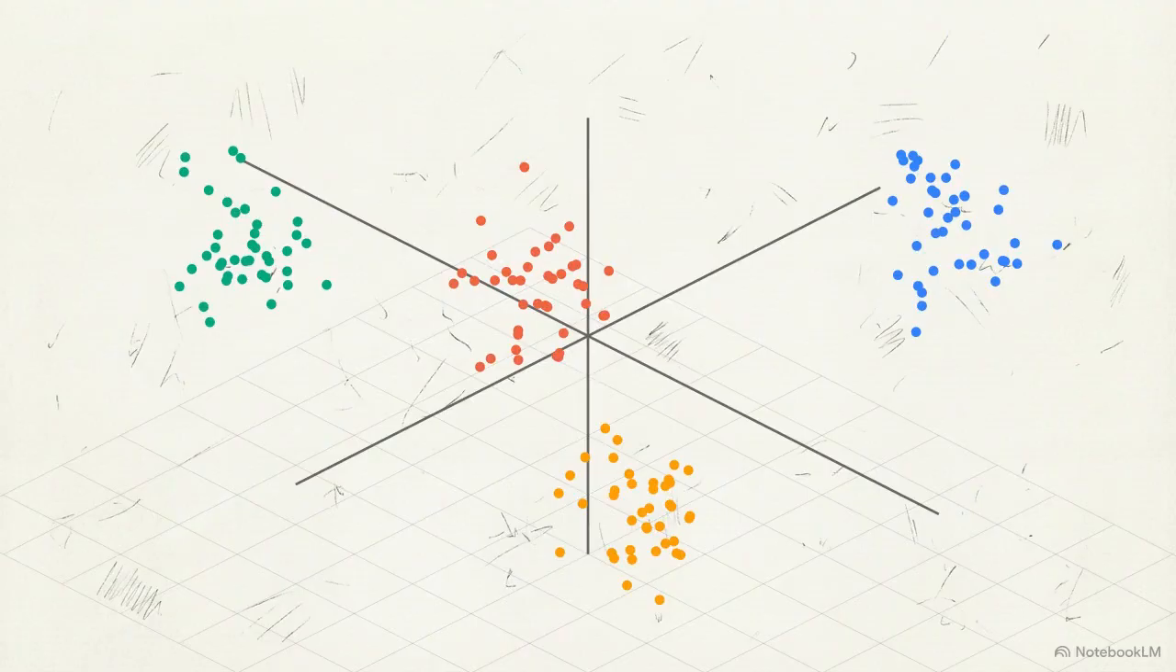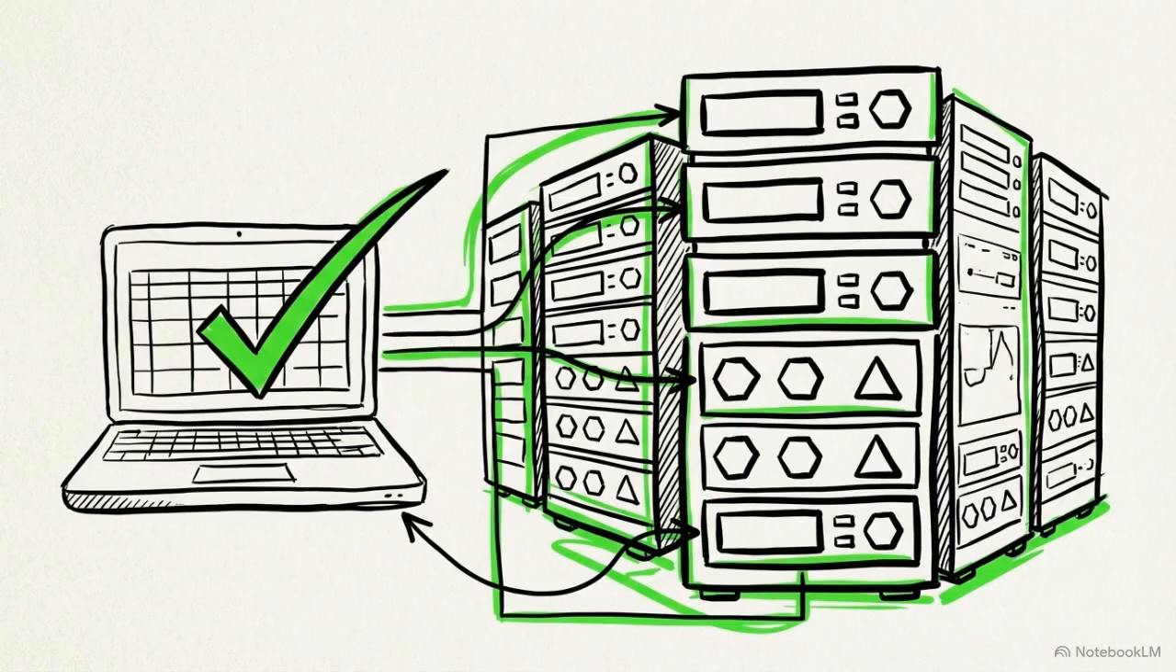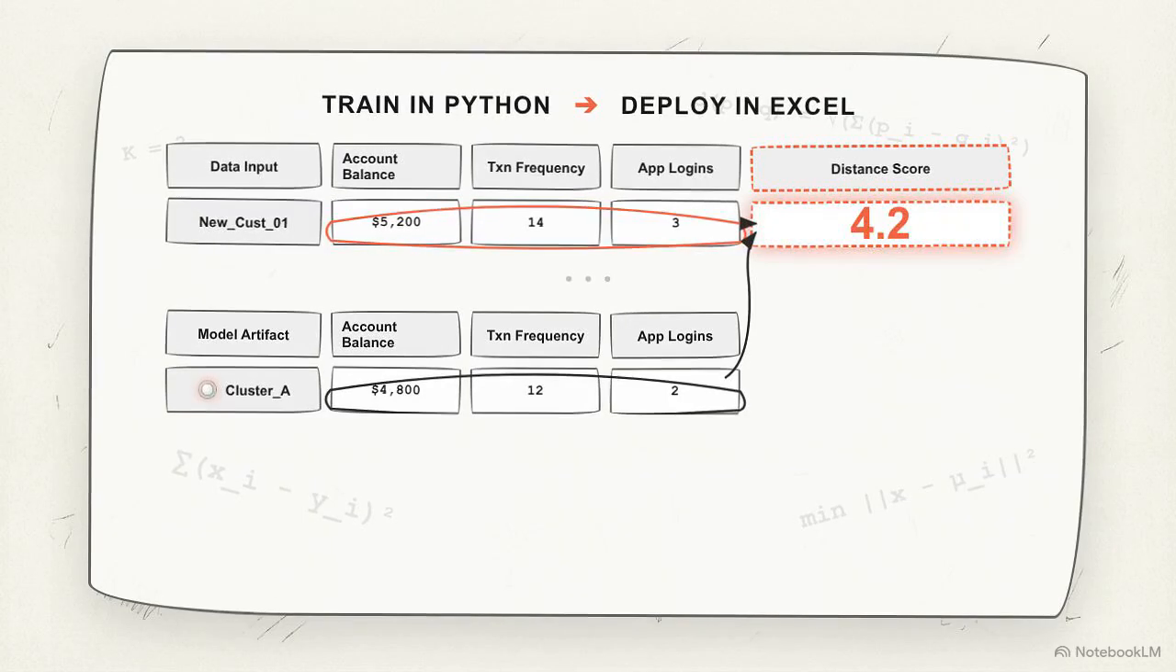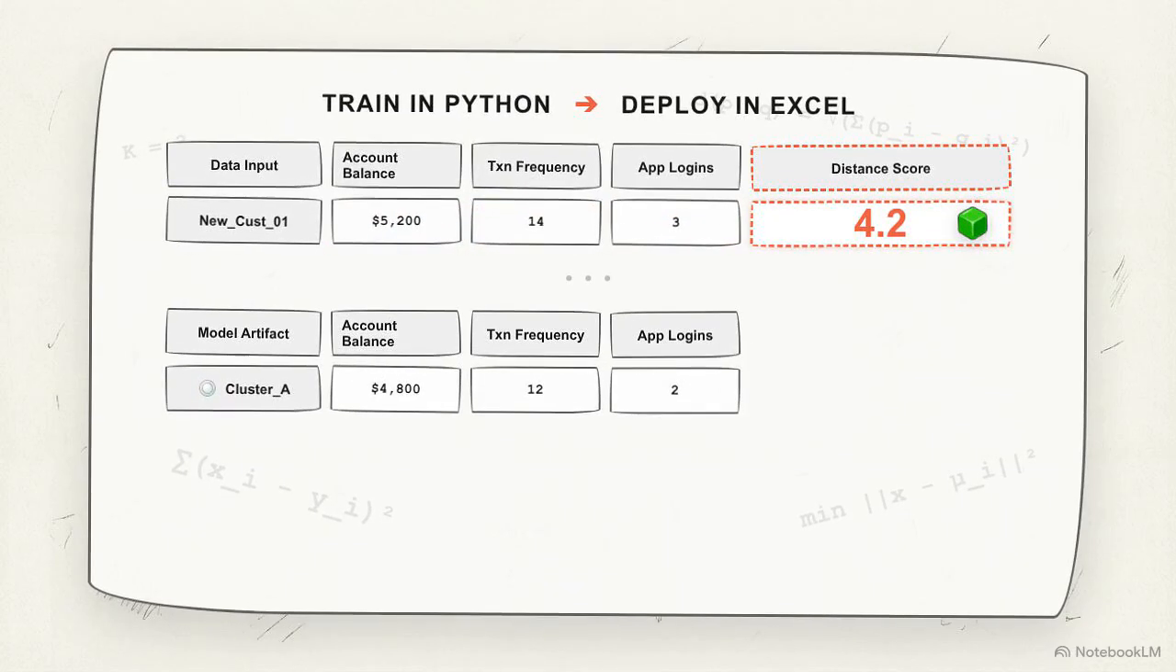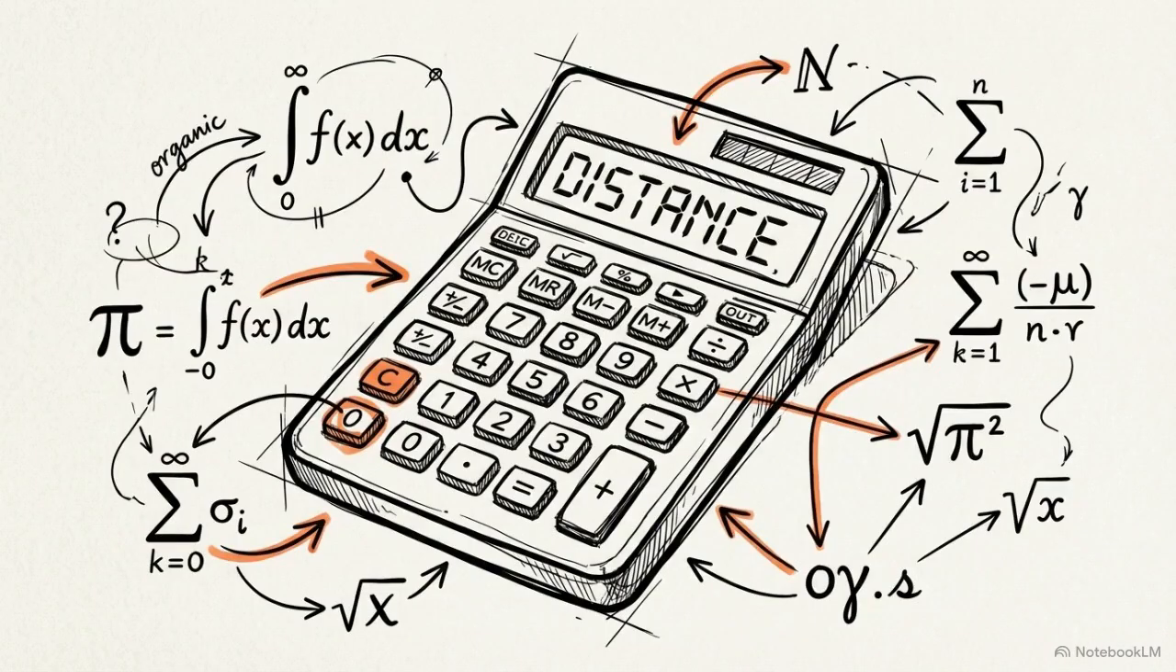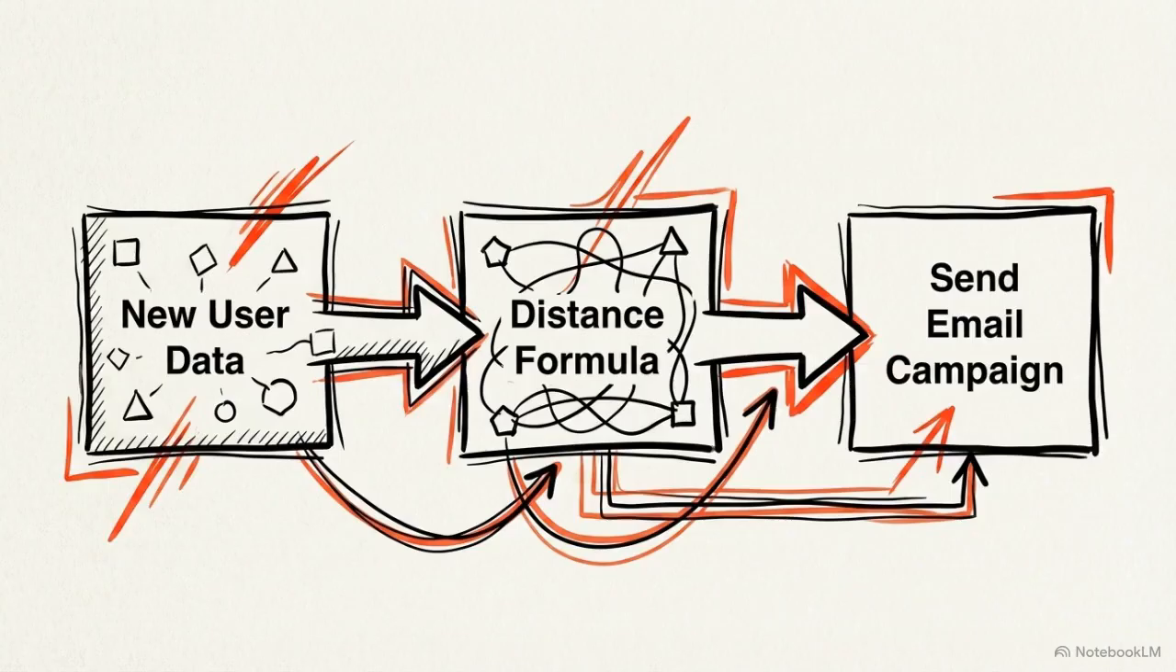The algorithm calculates a mathematical center, creating an illuminated centroid node. When a customer opens their app, the system places their new data here, calculating the spatial distance to each node and locking on to the closest one. This real-time deployment requires very little computing power. The heavy lifting is done. You are only executing a basic distance calculation formula, which can be run natively inside a spreadsheet. The deployed clustering model is simply a spatial distance calculator. It maps new data to historical averages to trigger targeted marketing actions without human intervention.